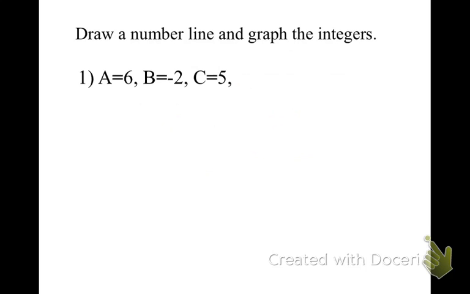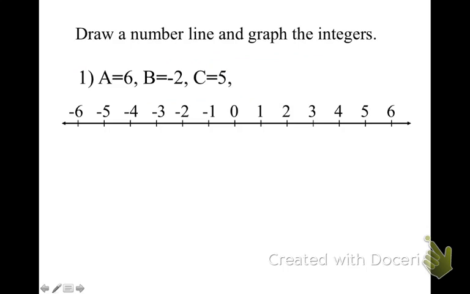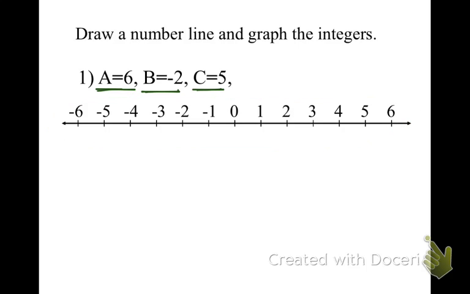So to practice with our integers, I need to go and write down the directions. The directions are going to be to draw a number line and graph the integers. So we have these integers. So what you're going to do is draw this number line, and you need to tell me, where is value A going to be located at? Where is value B going to be located at? Where is value C going to be located at? Tell me where it's going to be located on this number line.